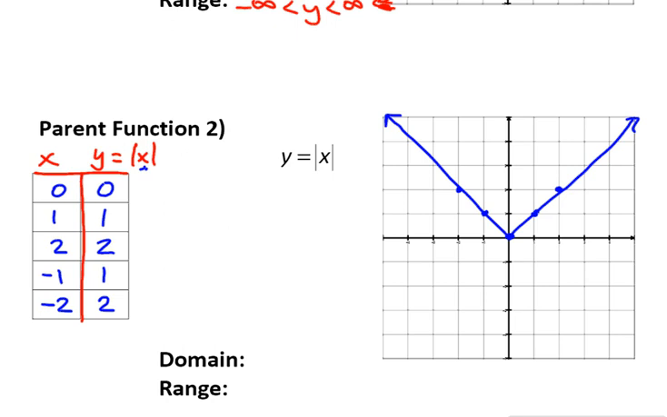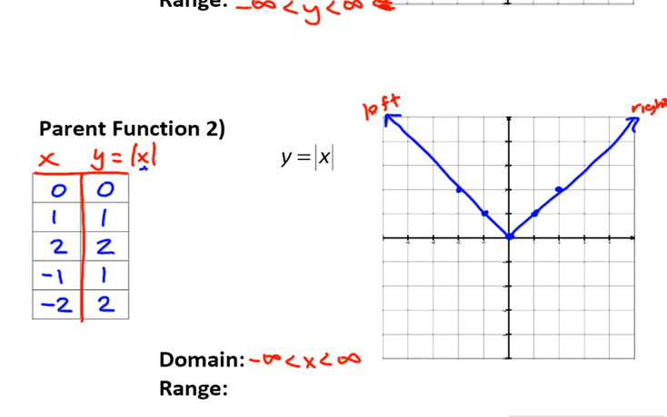Domain. So from the leftmost x, here's our left. It's an arrow, so we're going to have negative infinity is less than x. And then the right here is going to be infinity because it's an arrow.